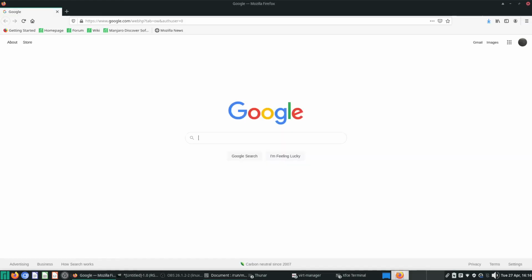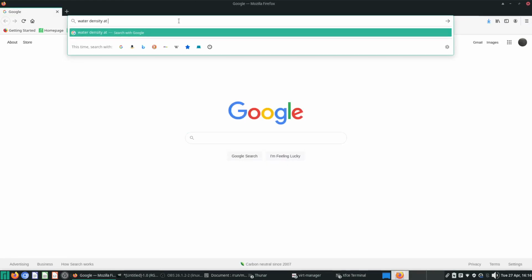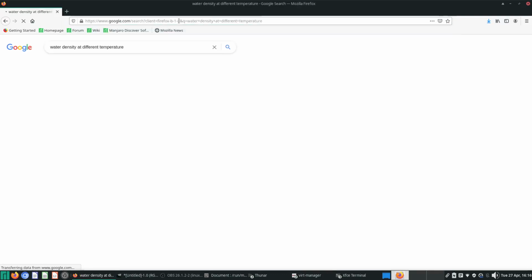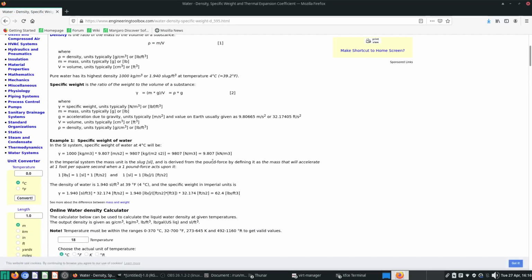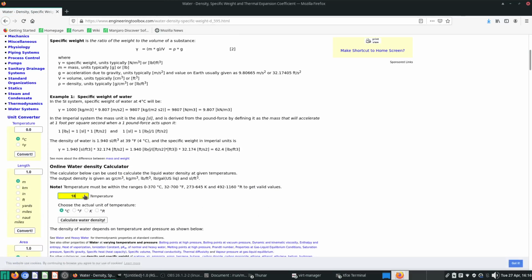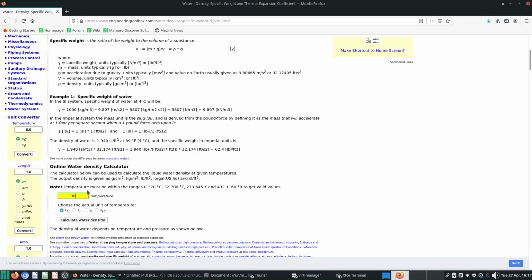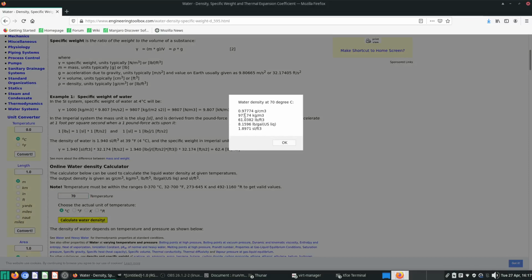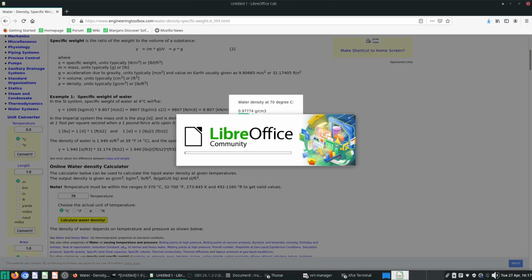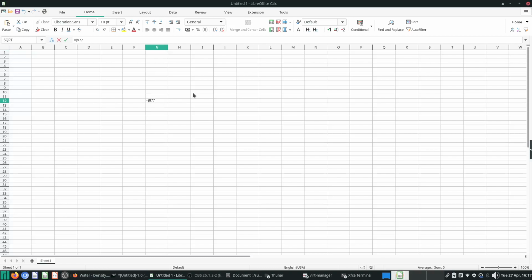So, water density at different temperatures. Water is the simplest, right? This is from the engineering toolbox. Let's say we have a 70 degree C plate. If your ambient temperature is 18 degrees C, you have about 998, right? And then you have a 70 degree C hot plate, so you see 977. So what's the change you have here? 998 minus 977, divide by 998. So this is about 2% change.